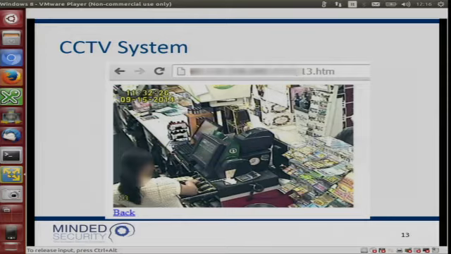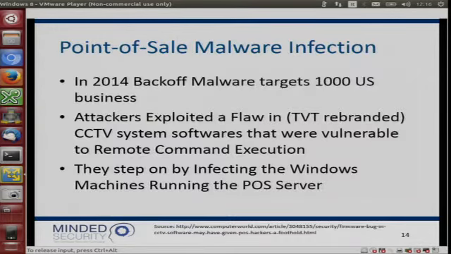So custom software can have vulnerabilities. What you see is a CCTV system that is monitoring a Windows-based point-of-sale system. The attackers found out in 2014, a security company found that Backoff malware was installed on over 1,000 United States businesses. Attackers were exploiting a flaw in a TVT rebranded CCTV system to install the malware in the internal network point of sales, because CCTV systems are exposed to the internet.